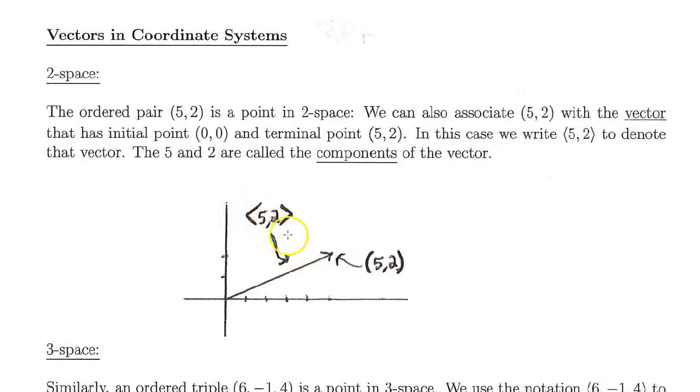The vector ⟨5, 2⟩ with these brackets is the vector that begins at 0 and ends at (5, 2). And by the way, you can still move that vector around so that you get a different vector in a different location, as long as the vector has the property that it goes to the right 5 and up 2. Then that will be the vector ⟨5, 2⟩.